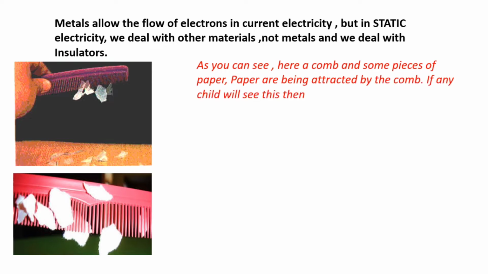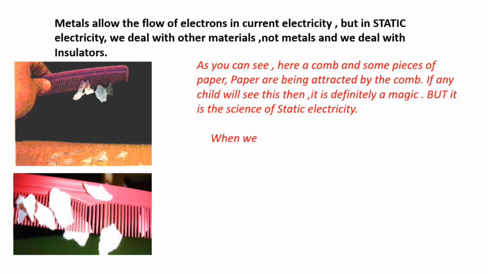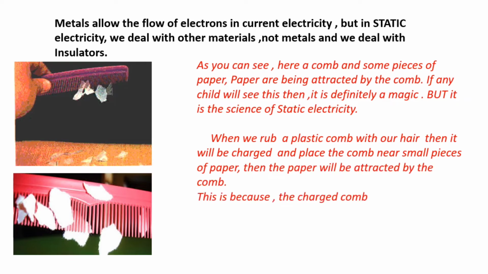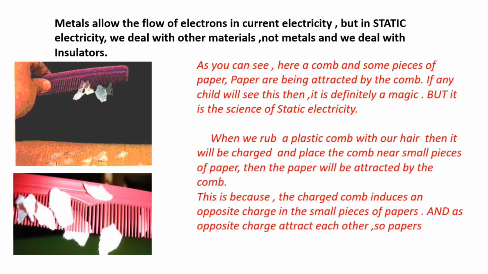Let's go to next. Metals allow the flow of electrons in current electricity, but in static electricity, we deal with other materials, not metals. We deal with insulators. As you can see here, a plastic gum and some pieces of paper, and the paper are being attracted by the gum. If any child sees this, then definitely it is a magic for them.